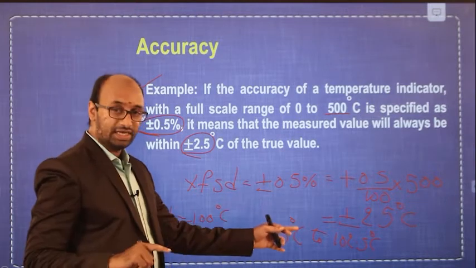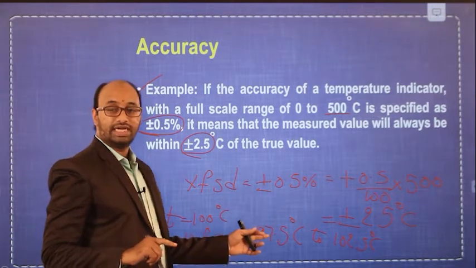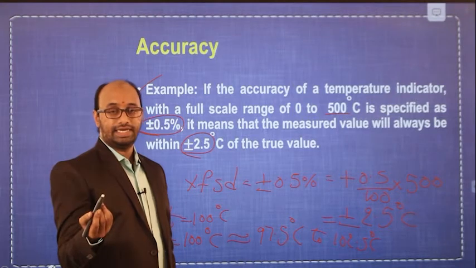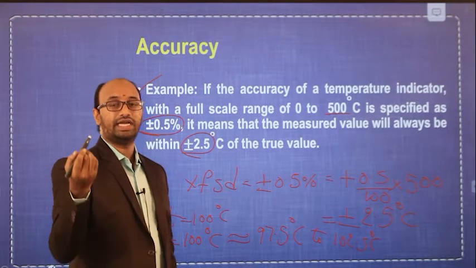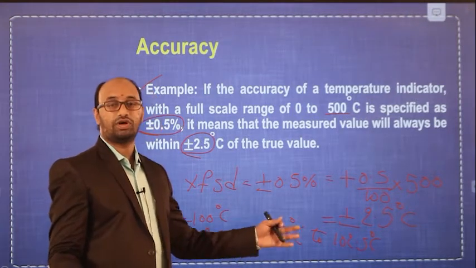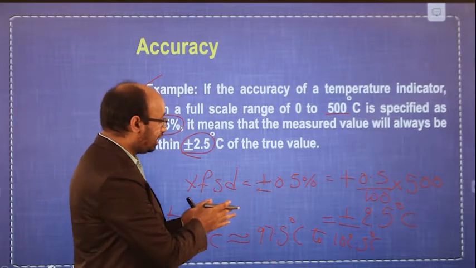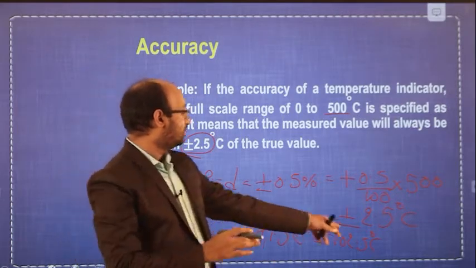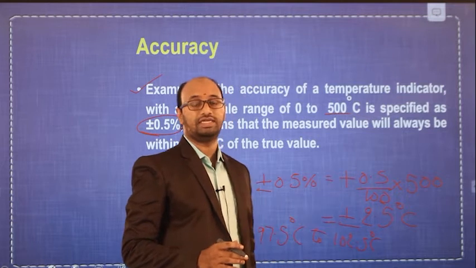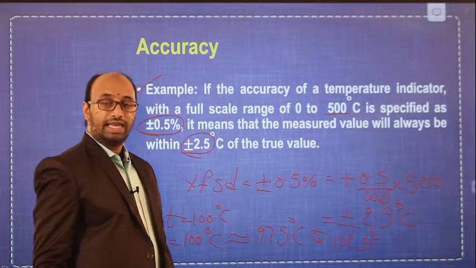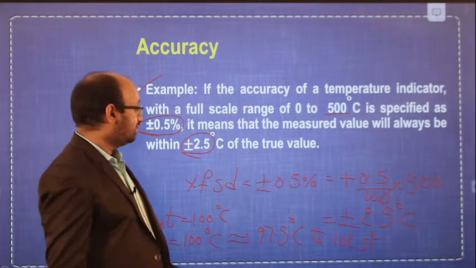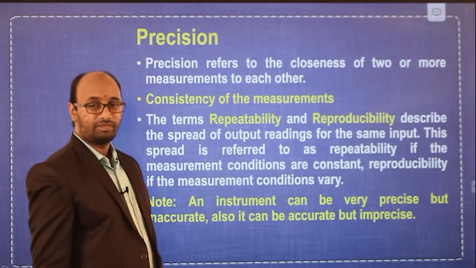As there is accuracy error, it may show 97.5 or 98 degrees or 99 degrees or 99.5, 101 or 102. So the measured value will always be within this 2.5 degrees centigrade. Next important instrument characteristic is precision.